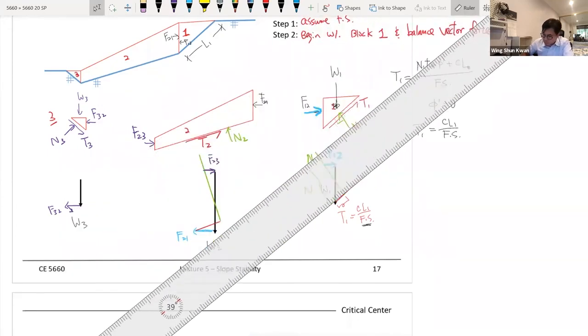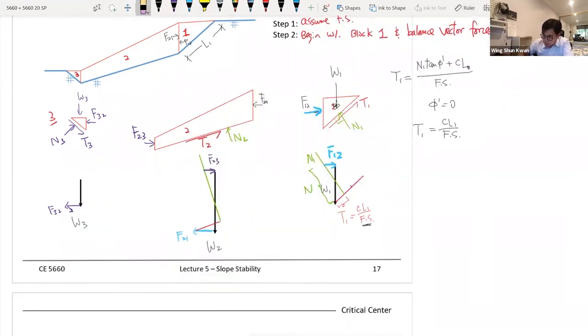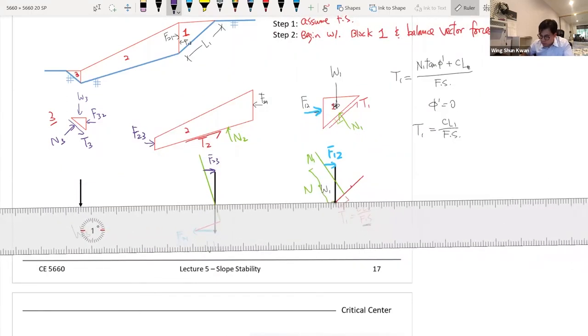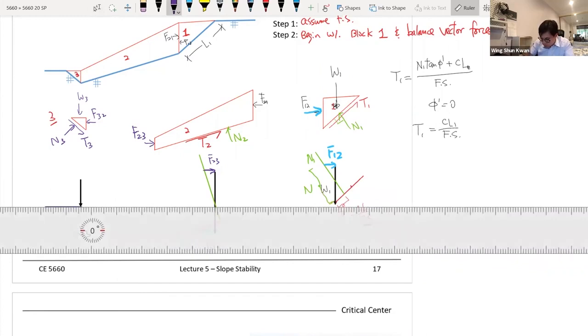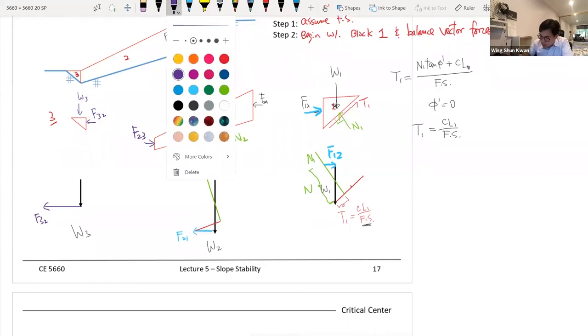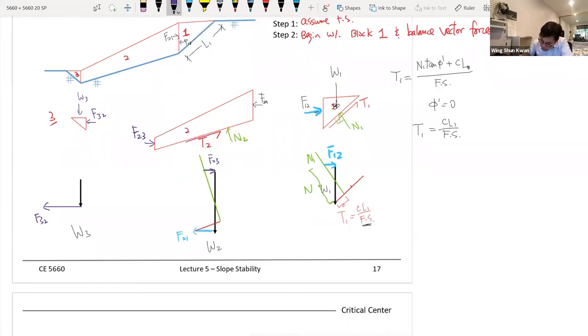So to make my life easier, I'll do it again. All the scales need to be correct, otherwise it won't close. So this is W3. This T needs to be a little bit longer, I mean this internal force. Everything needs to be in scale and proportion. So if your weight is this much, your F needs to be represented at the same scale as the weight. So this is F32. Let me use a consistent color. So red is the frictional force.